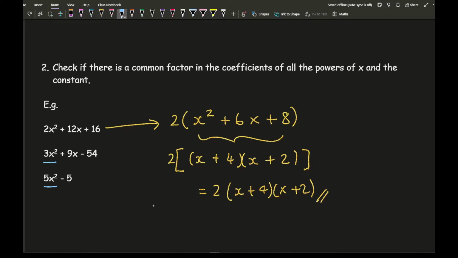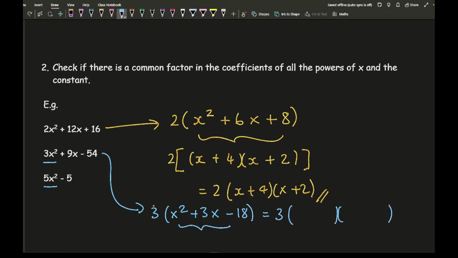Looking at the second one, we've taken 3 out, so we've got 3x squared plus 3x minus, and then 54 divided by 3 gives me an answer of 18. And then from this, I can factorize what's in the bracket. So I keep the 3 separate. So what two numbers multiplied together give me 18 with a difference of 3? Well, that's going to be 6 and 3.